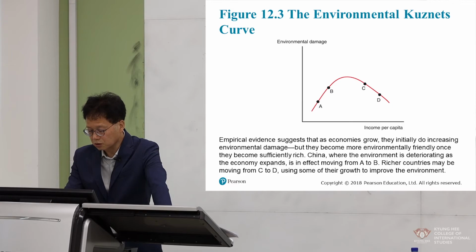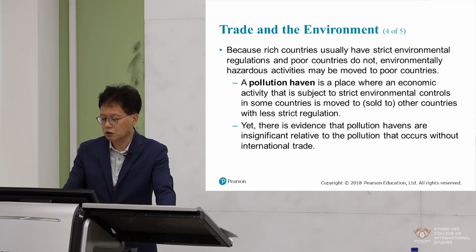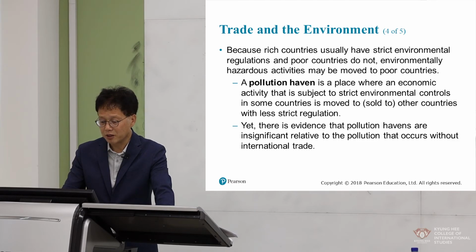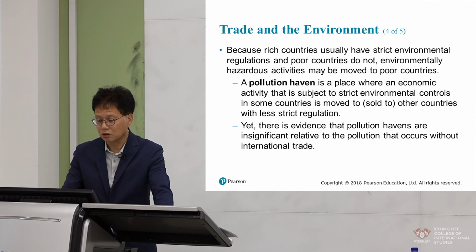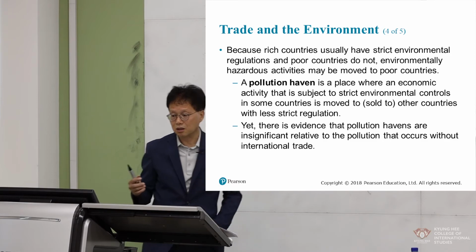Using some of their growth to improve the environment. Okay? Next slide. Because rich countries, high-income countries usually have strict environmental regulations and poor countries do not, environmentally hazardous activities may be moved to poor countries. That is the story of the pollution haven in slide number 34. A pollution haven is a place where an economic activity that is subject to strict environmental control in high-income countries is moved to other countries with less strict regulation. Okay? So that is the pollution haven story.